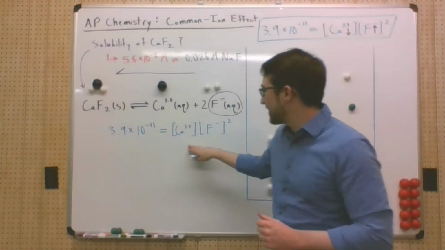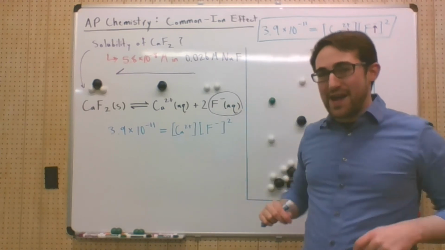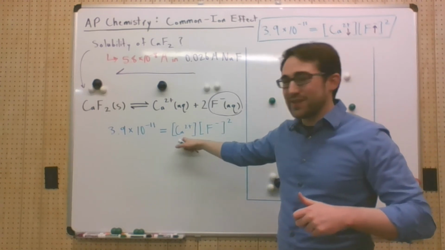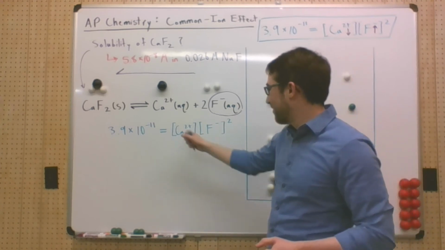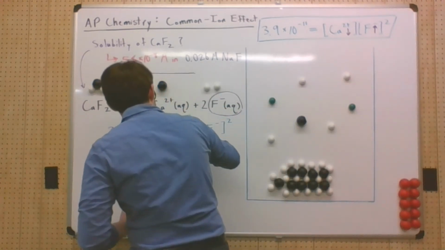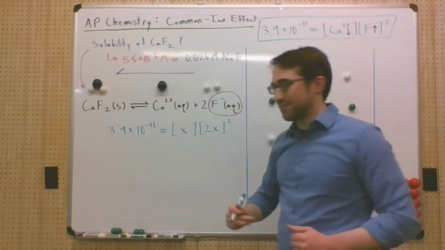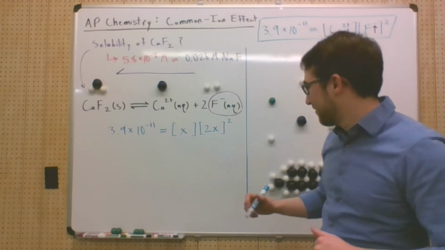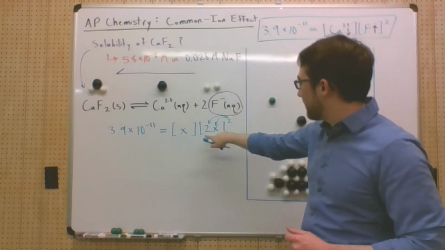So we've got our original Ksp written out here with our 3.9 times 10 to the negative 11th. If we were to start at 0 molar of both of these and just let it ride, we would get 1 Ca2 plus for every 2 F minuses. So we can swap those out for 1x and 2x. Great. Now I have them in a common variable, I can crunch them together. Don't forget that this squared is going to distribute to both the 2 and the x.